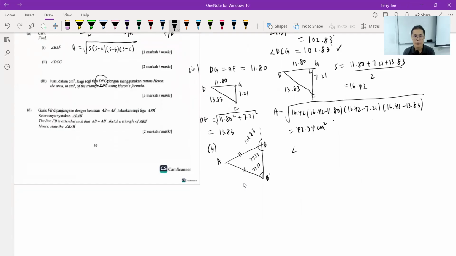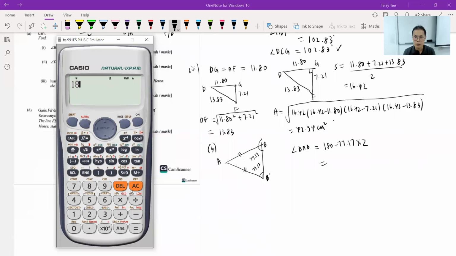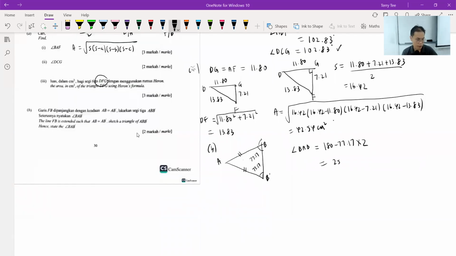We're supposed to find angle BAB prime. Okay, so this one you don't need to show, yeah? The diagram looks like this. You re-sketch it. And BAB prime will be 180 minus 77.17 times 2. Okay, let's work it out. 180 minus 77.17 times 2. My answer is this, 25.66. Okay, that's all.